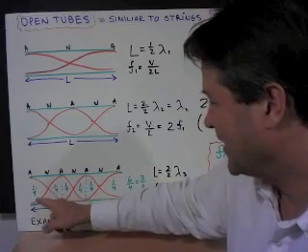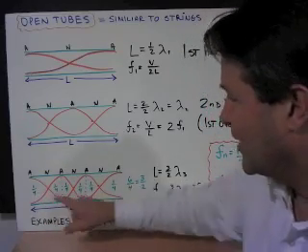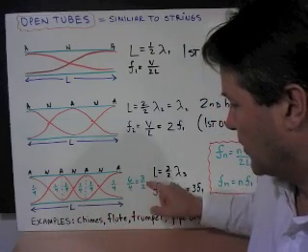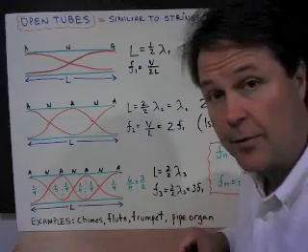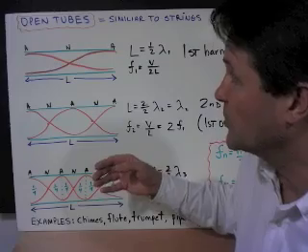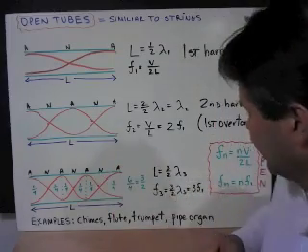The last example here, we have a total of 6 quarters, and 6 quarters is equal to 3 halves, hence 3 halves in the formula. Okay, this will become more useful when we start talking about closed tubes.